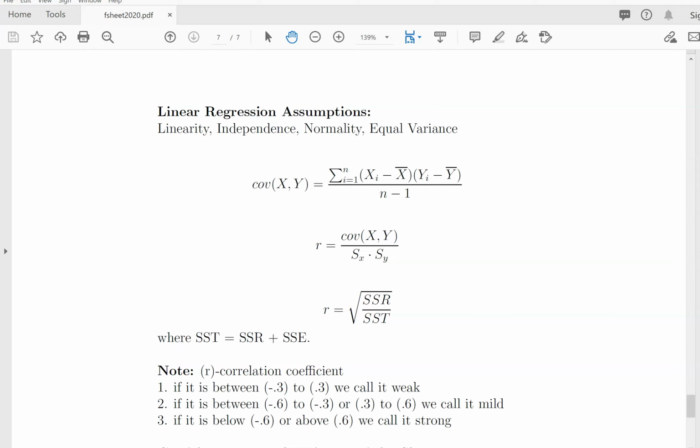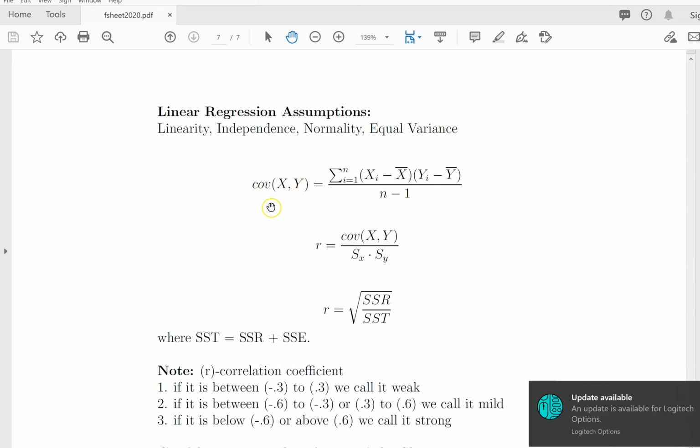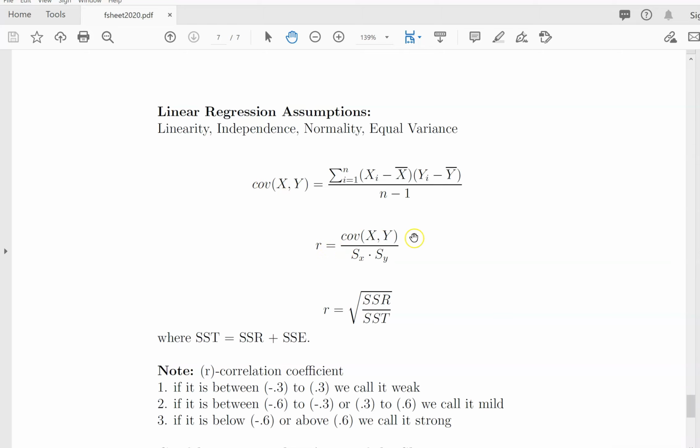As you see on the screen in front of you is my formula sheet. And what I have on here under my linear regression assumptions are these two formulas: covariance of xy and the correlation coefficient r, which is the covariance measure divided by the standard deviation of x and y individually. Some people think of correlation as a ratio of the measurement of the spread between two variables against the measure of the spread individually. It's kind of a ratio of those two.